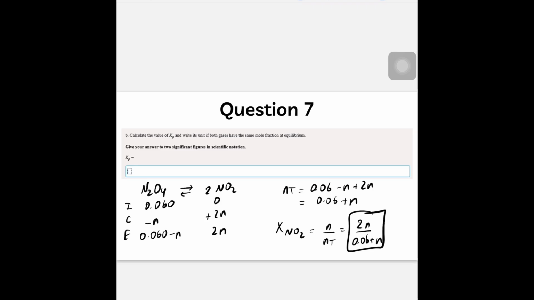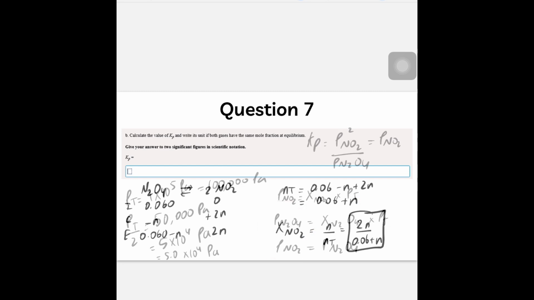Now to find the mole fraction for NO2, I need to use the formula n over n total. So how many moles do I have of NO2? I have 2n, so I have 2n over here, and the total number of moles is 0.06 plus n. So it's going to be 2n over 0.06 plus n, the mole fraction of NO2.